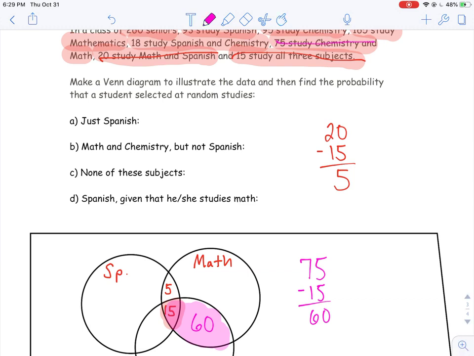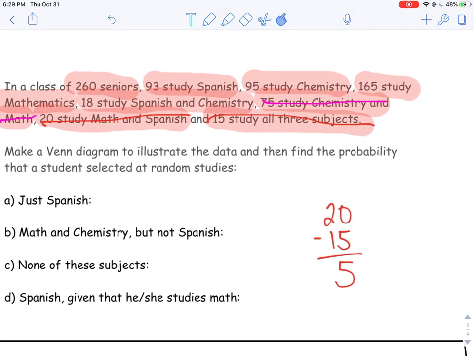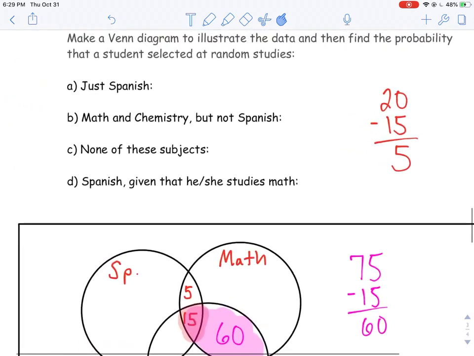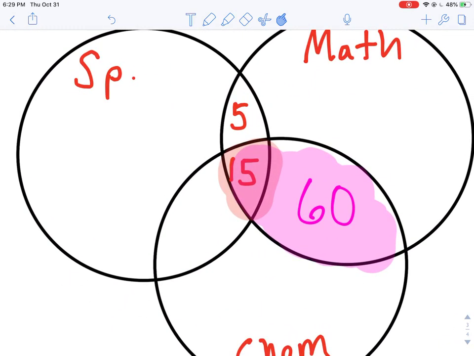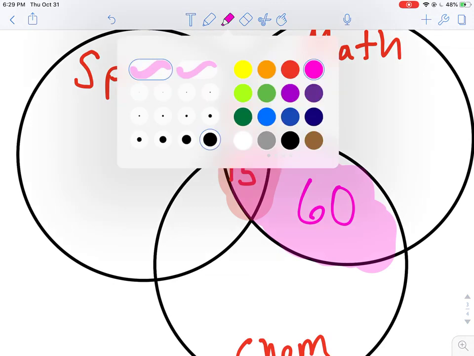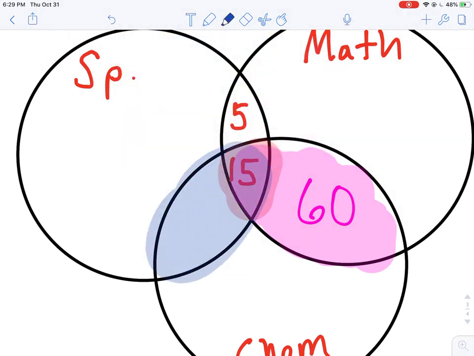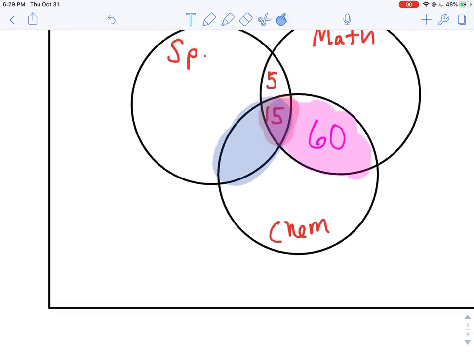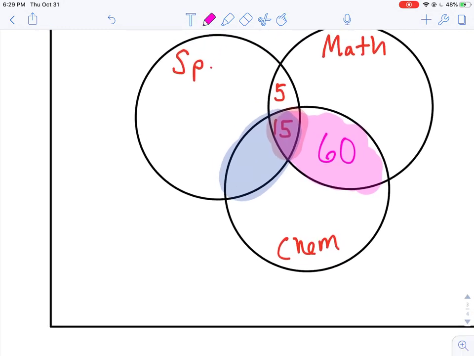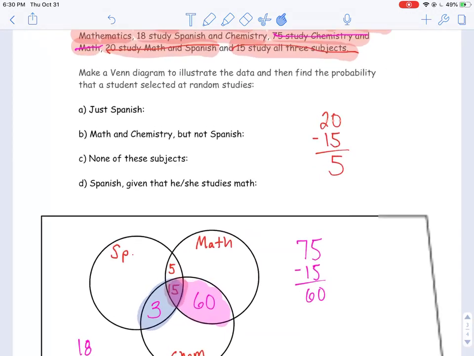Now, the key is you have to remember, if they're only studying 1 or they're only studying 2, the word only is going to be used here. So if you don't see only, then you have to assume that it's going to be included in another group. Like the 18 here who study Spanish and chemistry. So I'm going to look for the Spanish and chemistry. And that's going to be right here at this intersection. Now they're telling me it's 18, but remember that 18 includes the 15 who take all 3. So I'm going to do 18 minus 15, which gives me 3. And I've got that out of the way.